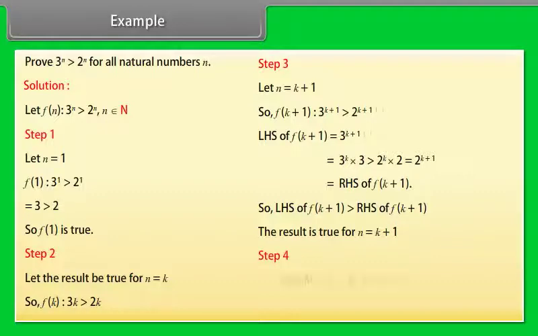Step 4. By principle of mathematical induction, 3 raised to power n greater than 2 raised to power n for n belongs to capital N.